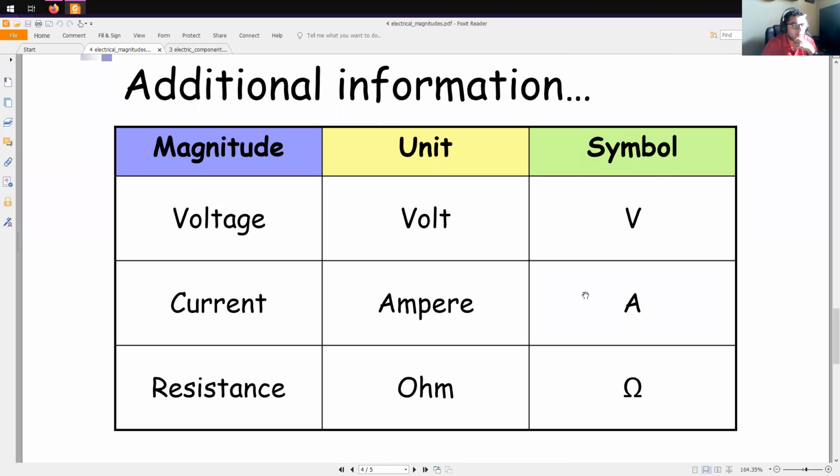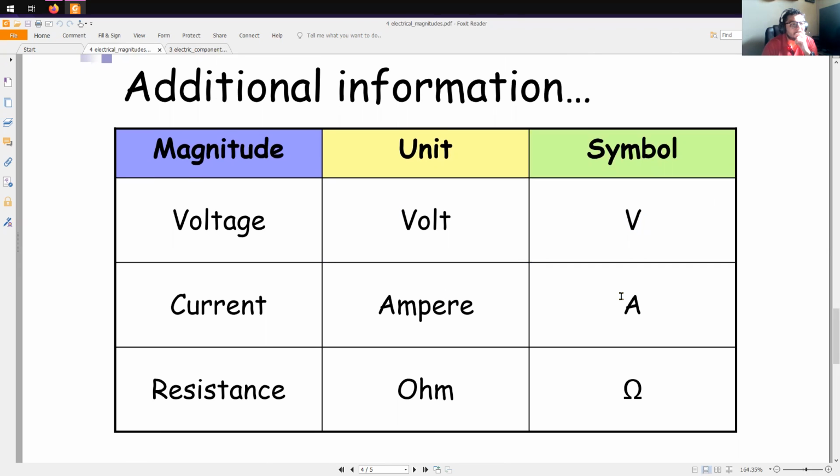Additional information for the measures, magnitudes: voltage, volts, and the symbol is going to be V. Unit is going to be volt. Current, the ampere. And the symbol is going to be the A. El símbolo va a ser la A. Ampere.